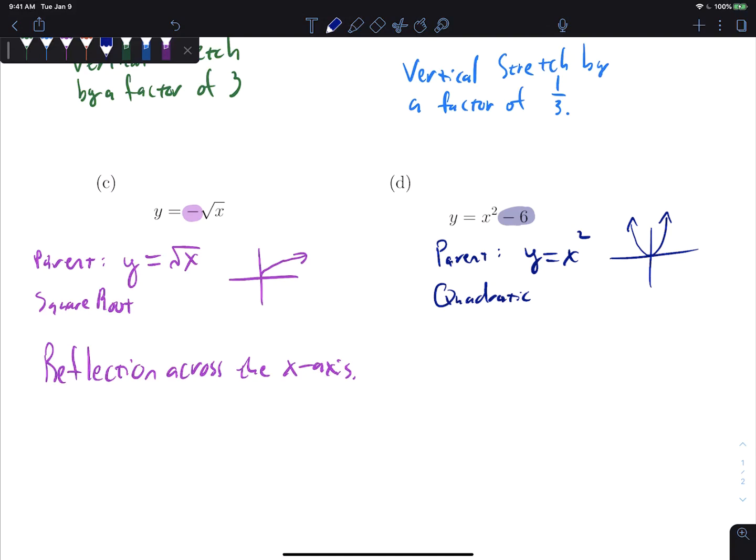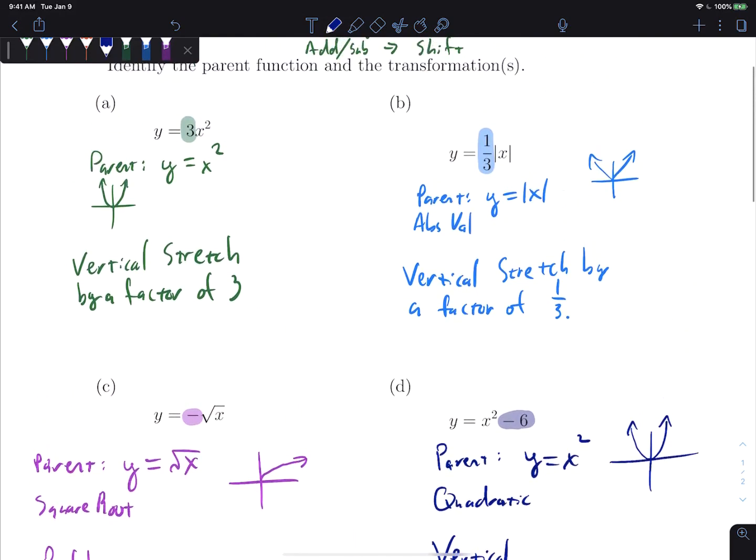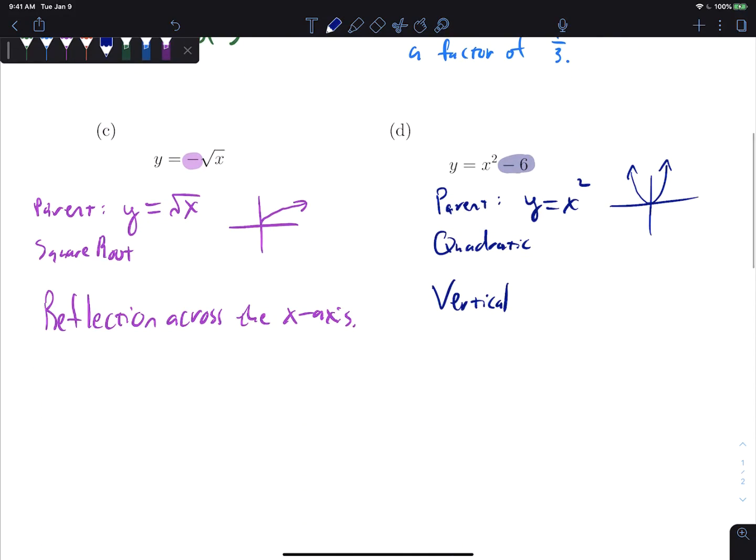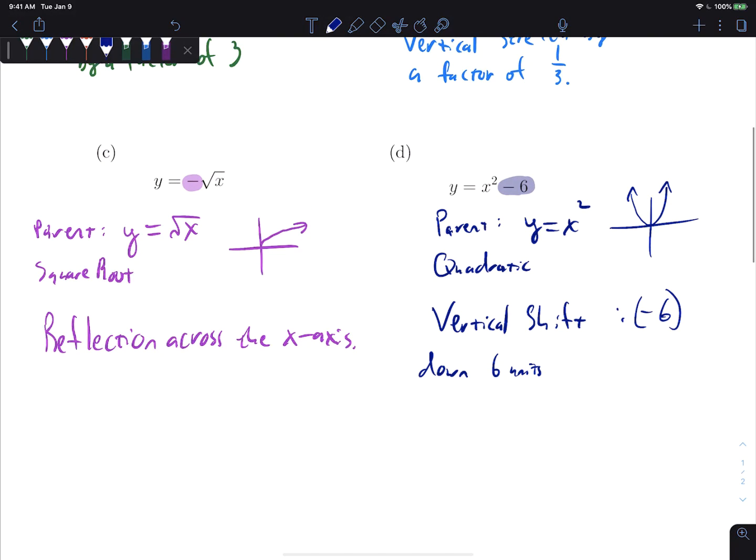Good. And again, that negative 6 is on the outside, so it affects the y value. So this is going to be vertical. But this time it is an addition or subtraction, and an addition or subtraction means shift. So this is a vertical shift, and technically it says down 6 units. But what you would use in my math lab would just say minus 6. So the vertical shift is minus 6.